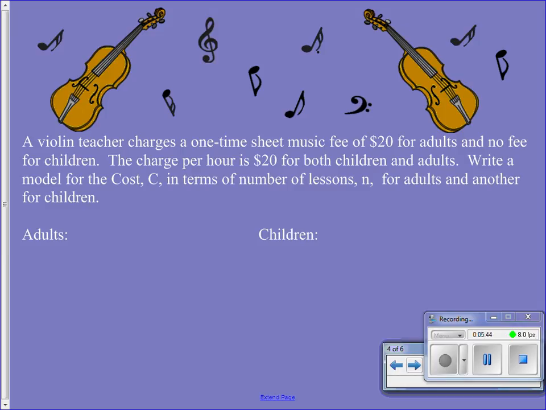A violin teacher charges a one-time sheet music fee of $20 for adults, but no fee for children. They charge per hour $20 for both children and adults. Now, charge per hour, guys, that's money per hour. There's our rate of change.